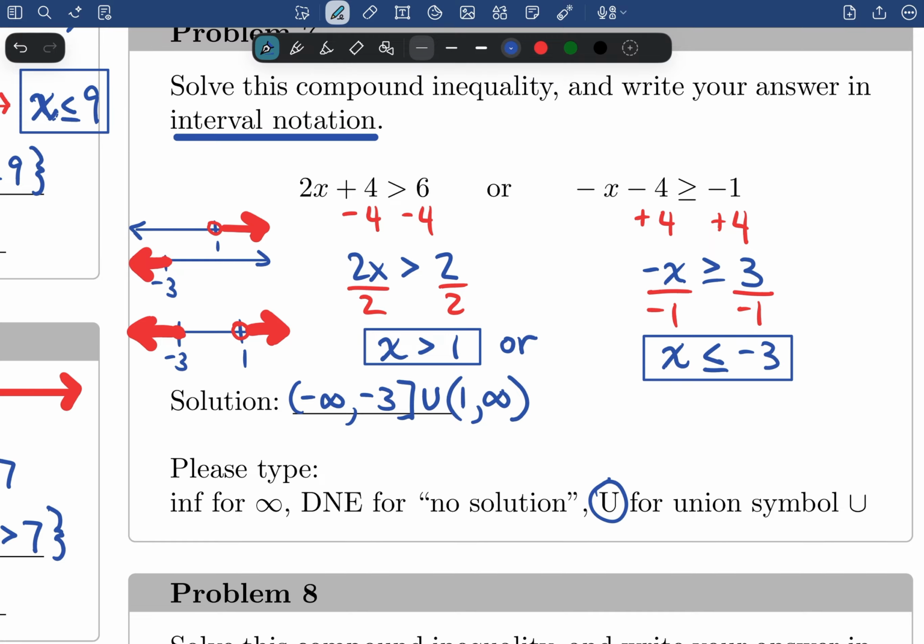Okay? Great. So this is my solution in interval notation right there. That's my final answer. I'll go ahead and box it.